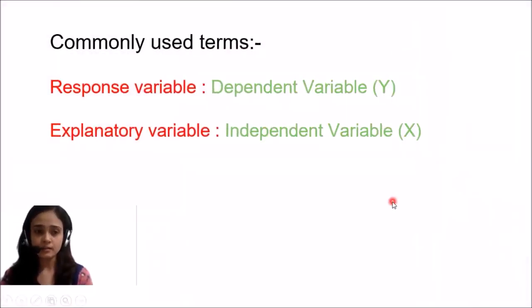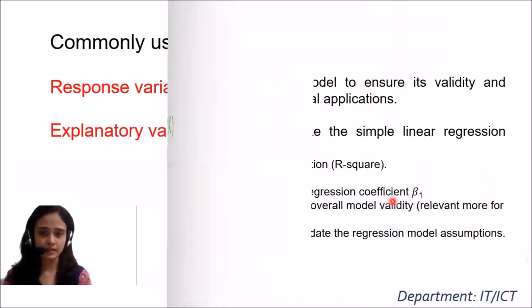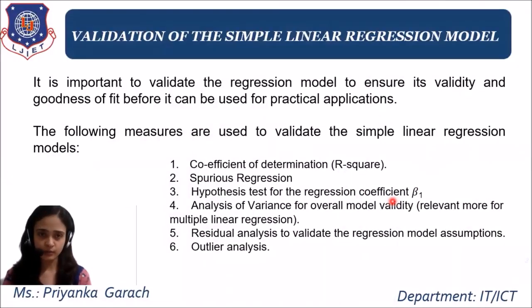So let's start: what is the response variable? The response variable means my dependent variable y, and the explanatory variable means my independent variable x. In the previous lecture, we have seen the validation of the simple linear regression model. So how to validate the model? Whether the model is a good model, or average, or bad. So how to check that?